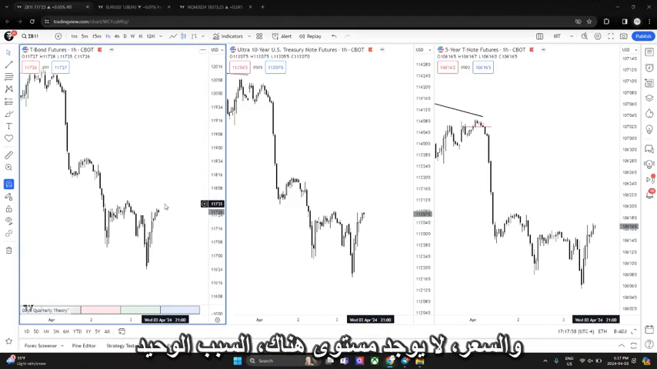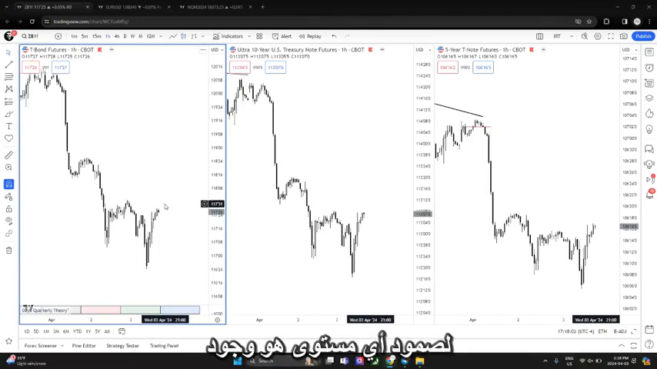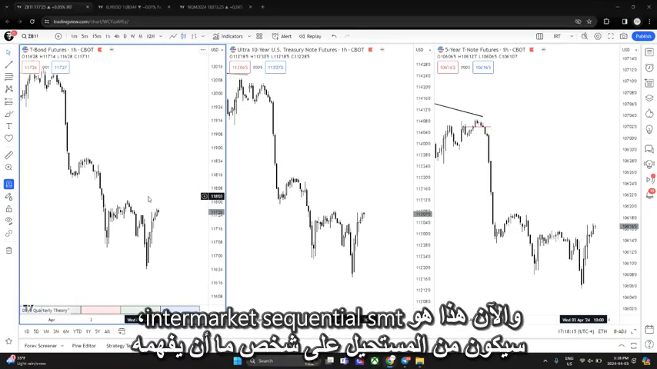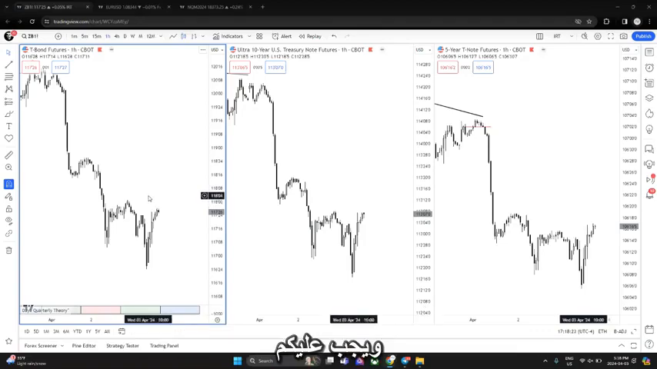It's time and it's price. There is no level that is there. The only reason why a level even holds is because there is SMT. Right? So you've learned what SMT is, which is the base. You've learned what sequential SMT is, which is elementary, and now this is intermarket sequential SMT. This will be impossible for someone new to understand, and you must practice.